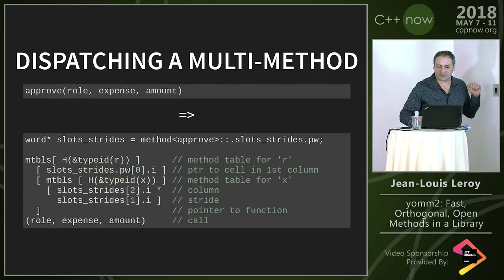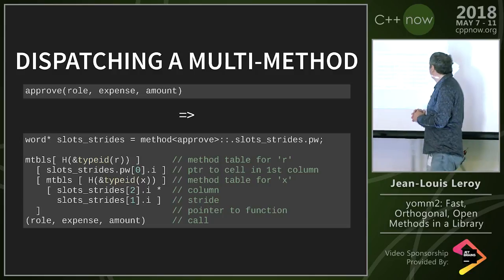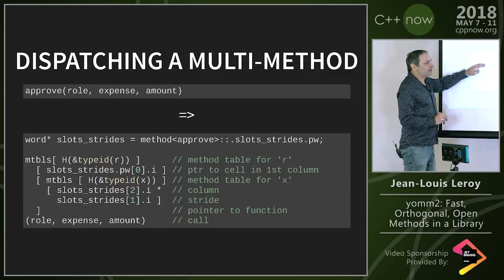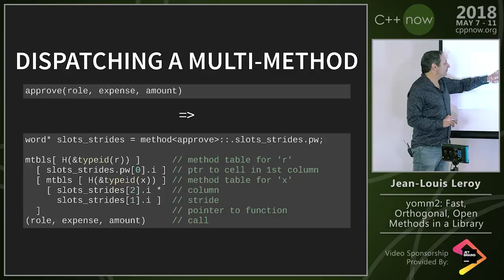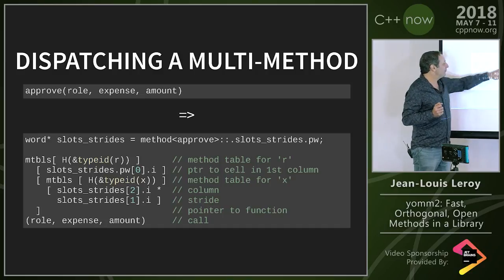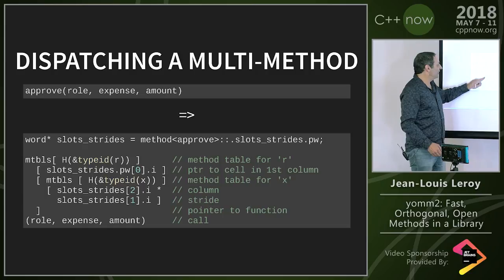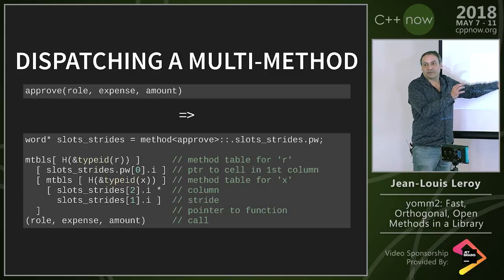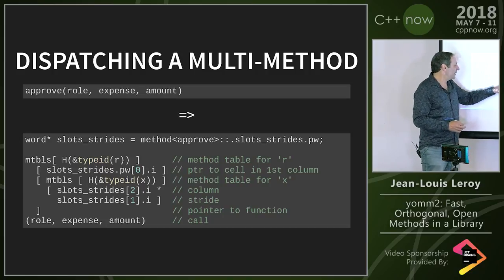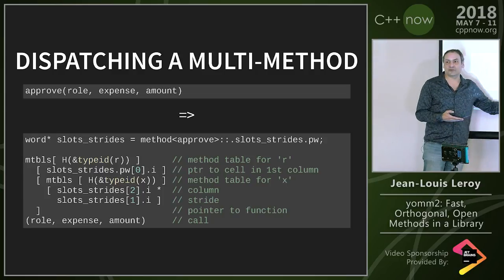all those tables, and I'm running a bit out of time now. What does a call to the approve method look like? We fetch the method table for the role. Slot strides, this is zero. This is the slot used by approve in the role hierarchy. So here at this point we have a pointer to a cell in the dispatch table. And then we extract the M table for expense. And here we read the column index, which depends on the dynamic type, and we multiply it by the stride, which is four in this case. And all this indexes this pointer here, and finally we have our function pointer, right?